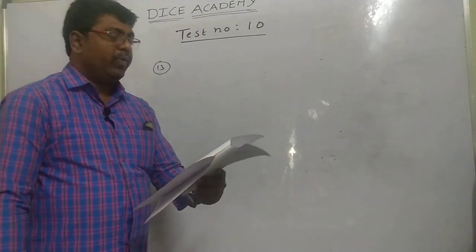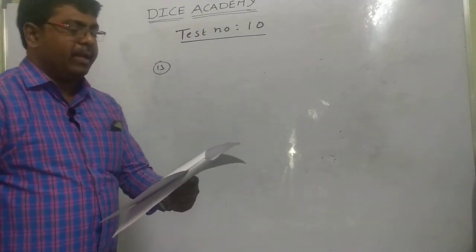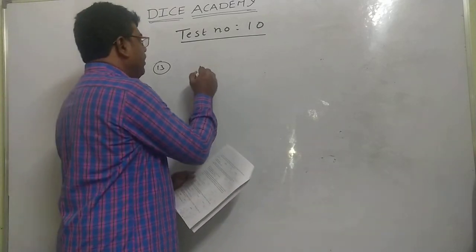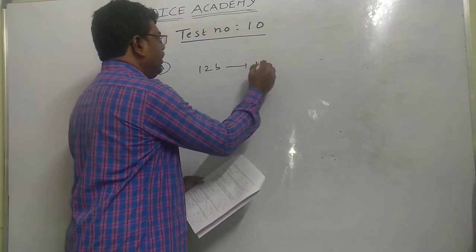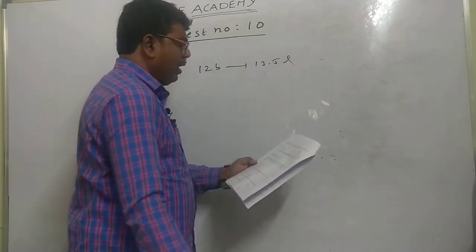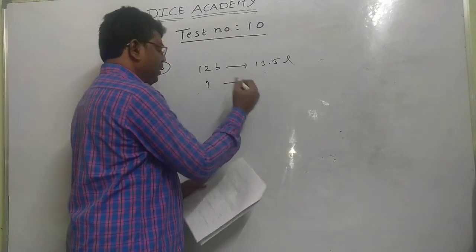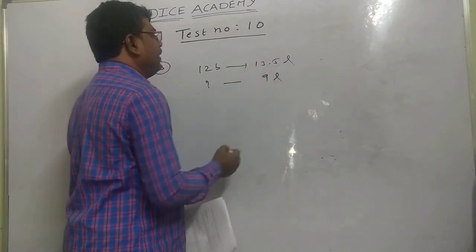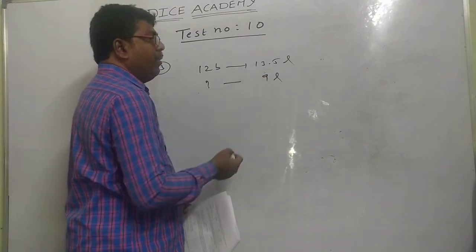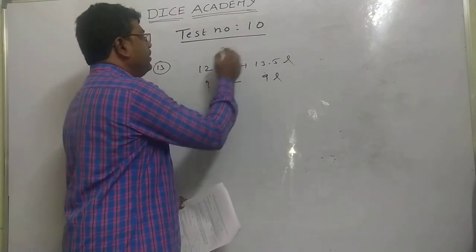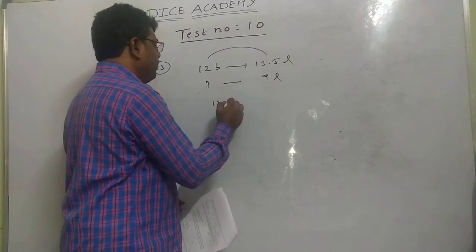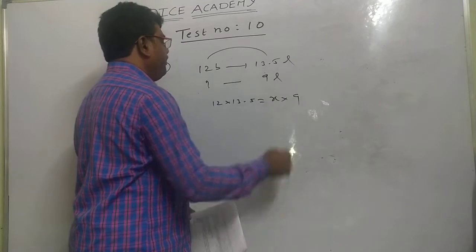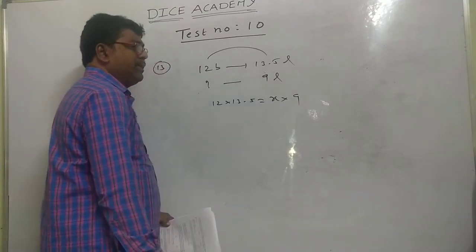13th problem. 12 buckets of water fill a tank when the capacity of the tank is 13.5 liters. So 12 buckets is equal to 13.5 liters. How many buckets for 9 liters? This is also nothing but the M1 D1 formula. M1 D1 is equal to M2 D2, which means 12 into 13.5 is equal to x into 9.